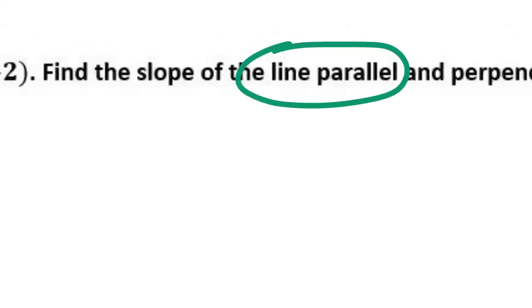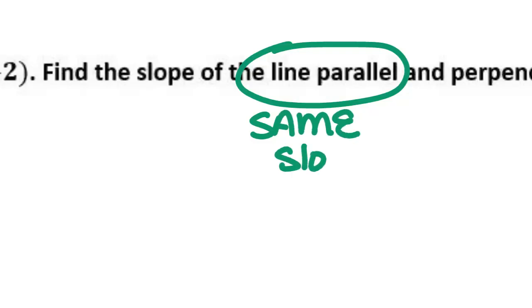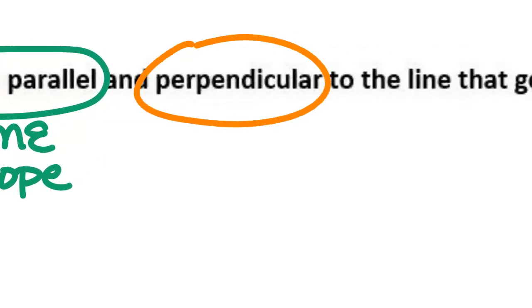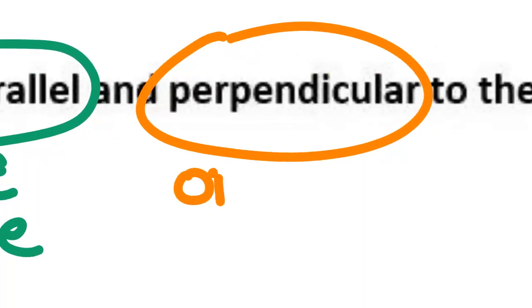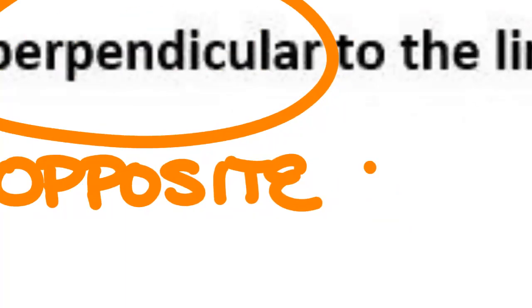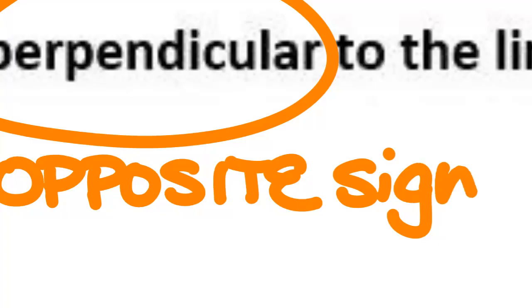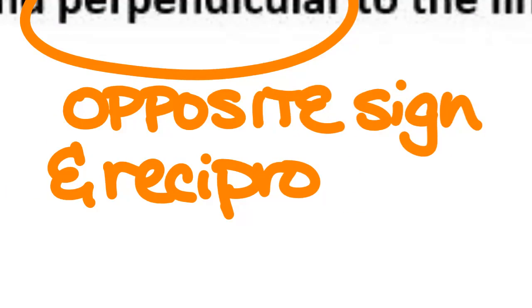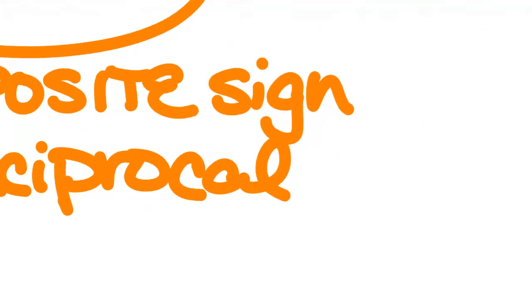So we want the line that is parallel. That means it has to have the same slope. And we want the line that is perpendicular. That means we need a line that has the opposite sign and reciprocal. So we're going to flip our fraction.